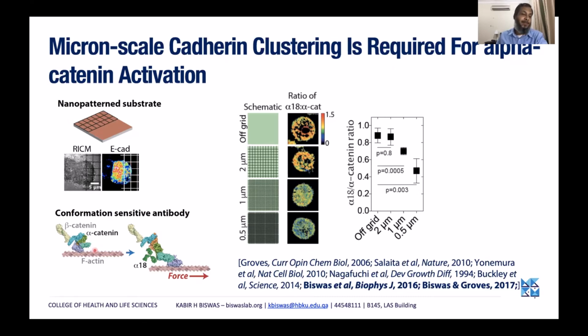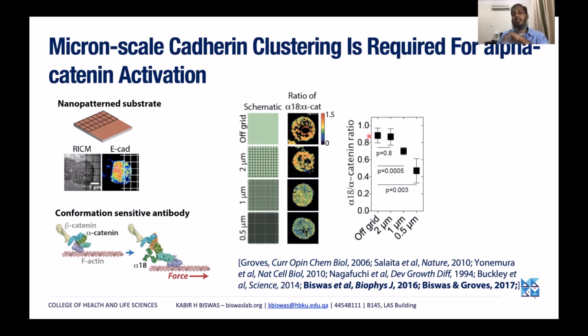Here we are looking at the activation of a mechanosensitive protein called alpha-catenin. Application of force results in its opening, a conformational change that allows it to now bind an antibody called alpha-18. So what we have done here is change the pitch of the grids on the surface. The 2-micron grids are large enough to allow assembly of large clusters. But as we go down to 500 nanometers, the size of the clusters reduces. And what this results in is relatively less activation of alpha-catenin, as shown from alpha-18 antibody staining.